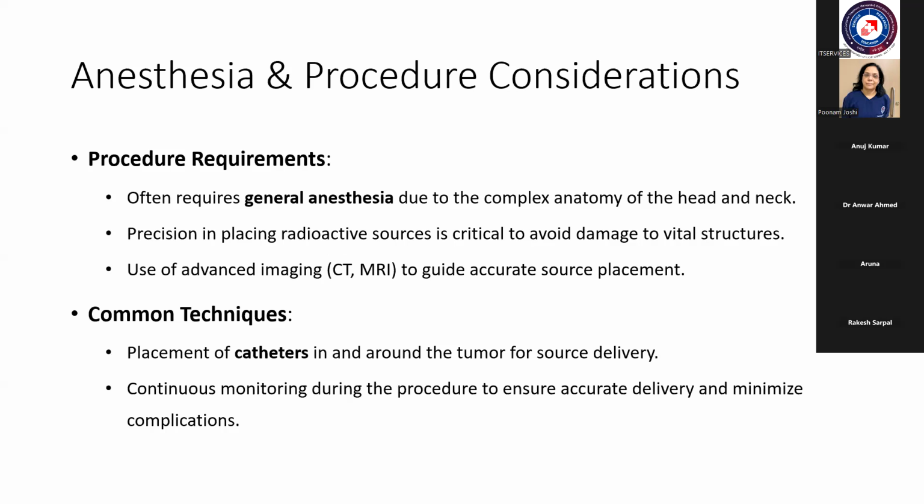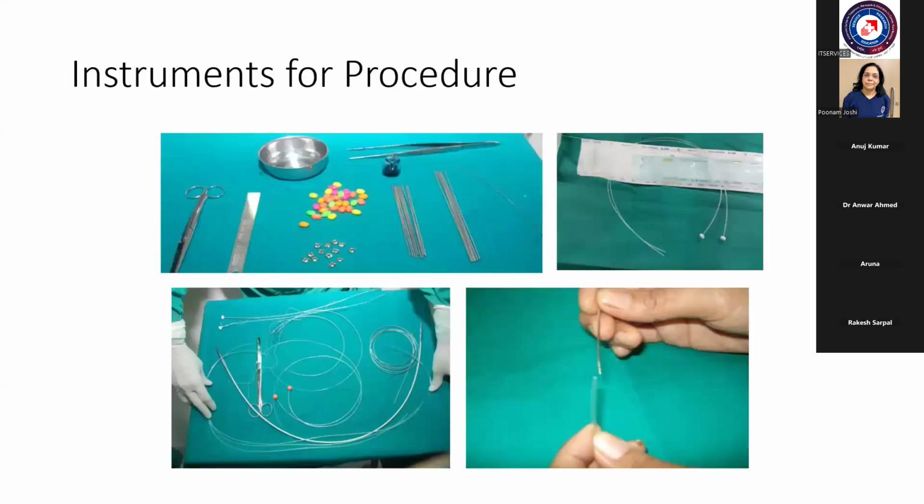So, patients for brachytherapy require general anesthesia because of the complex anatomy of the head and neck, and we should see that the radioactive sources are placed with precision and with the use of advanced imaging modalities. So imaging is mainly in the pre-treatment setting. A common technique that is used is that we place the catheters in and around the tumor for source delivery, and there is continuous monitoring which has to be done during the procedure to ensure accurate delivery and minimize complications.